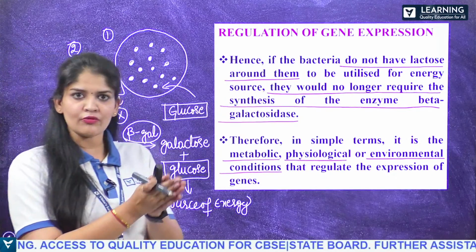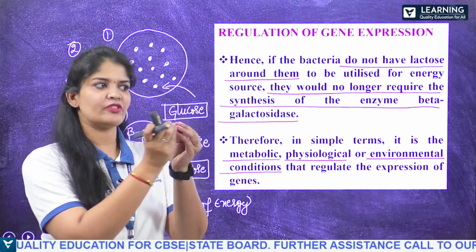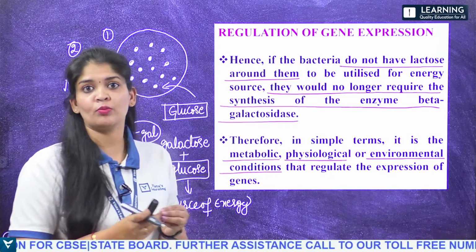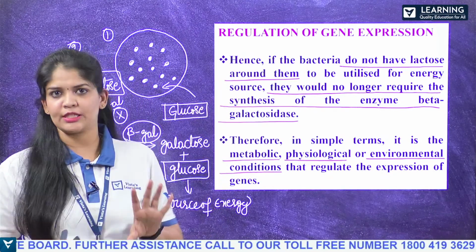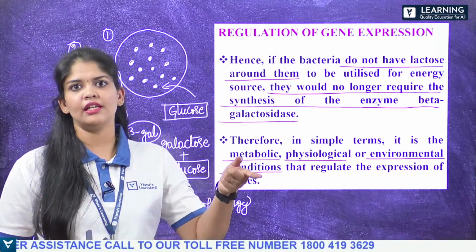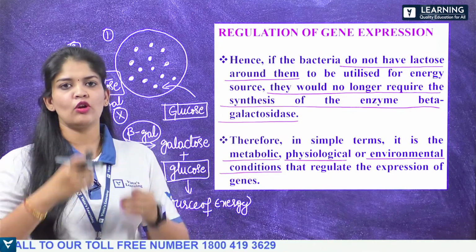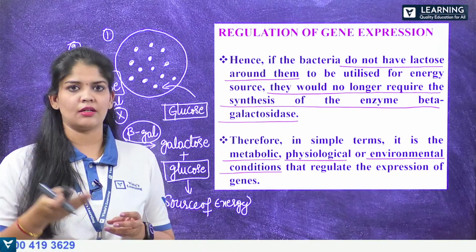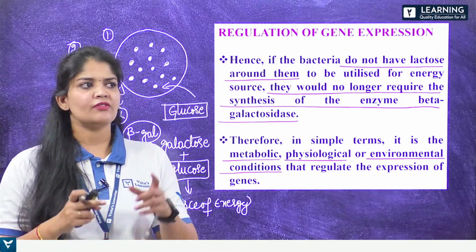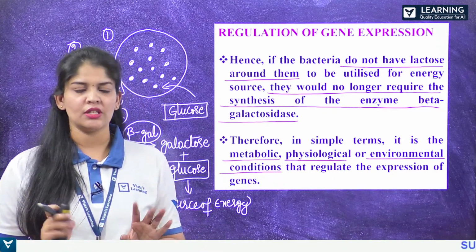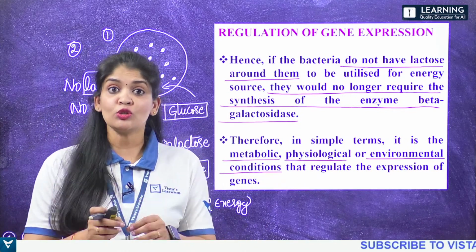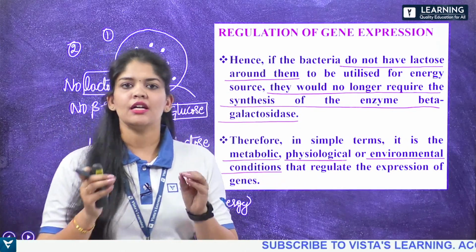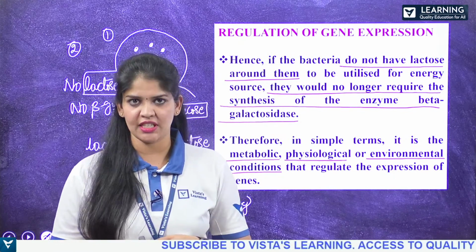If there is a need for that particular enzyme or that particular protein to be produced, then only the gene will express, or else it has to be regulated. It has to be stopped in order to stop the production of the protein that is being produced. If there is a need, that protein has to be produced. If there is no need, that protein should be regulated. That is the point. That is the importance of regulation of gene expression.